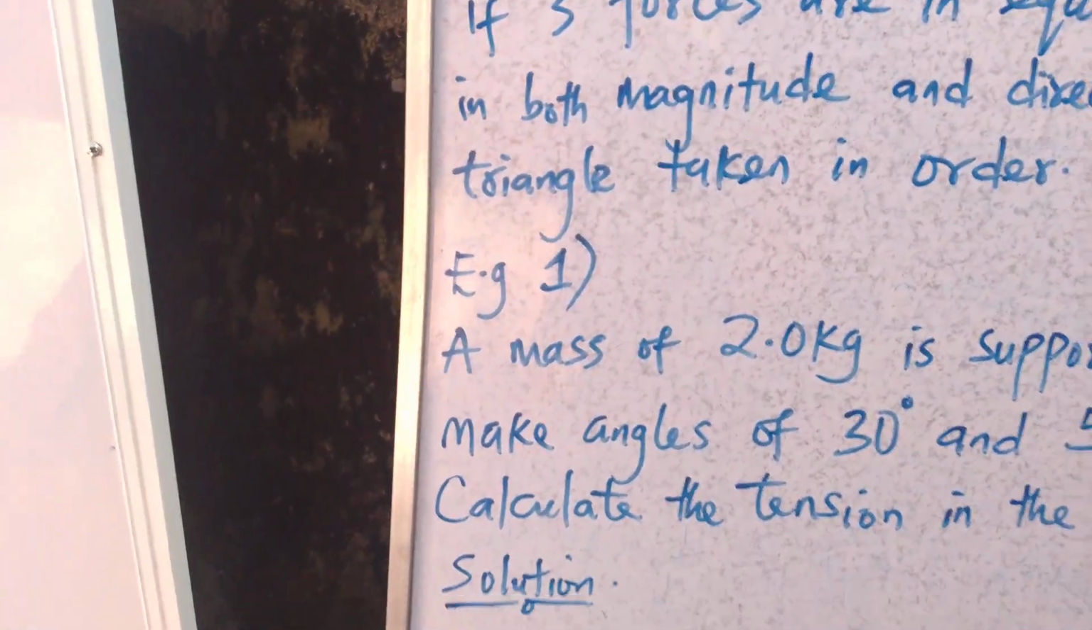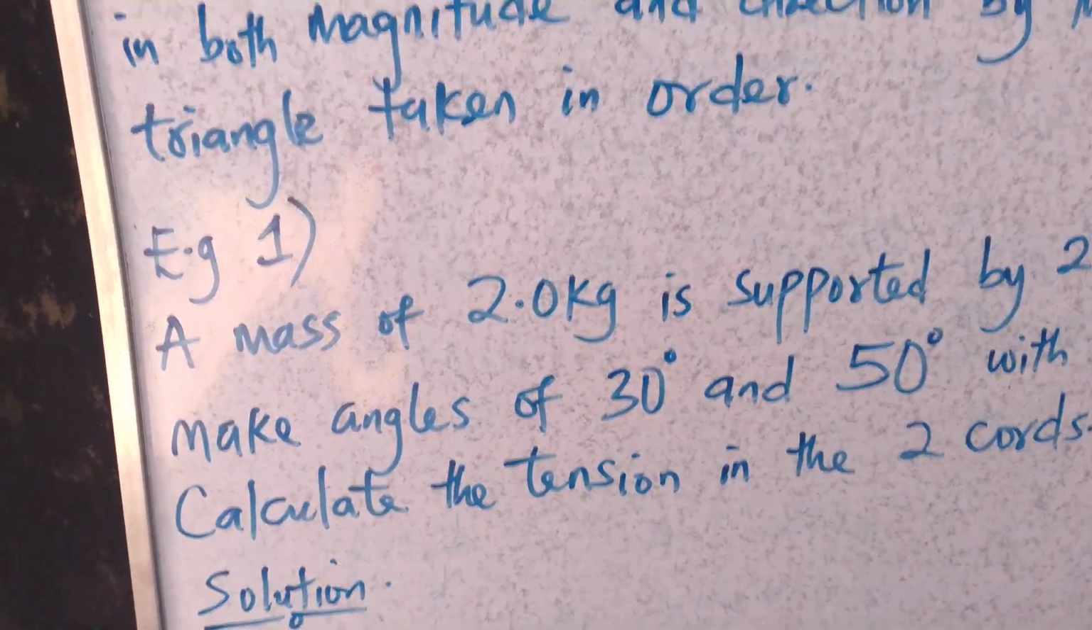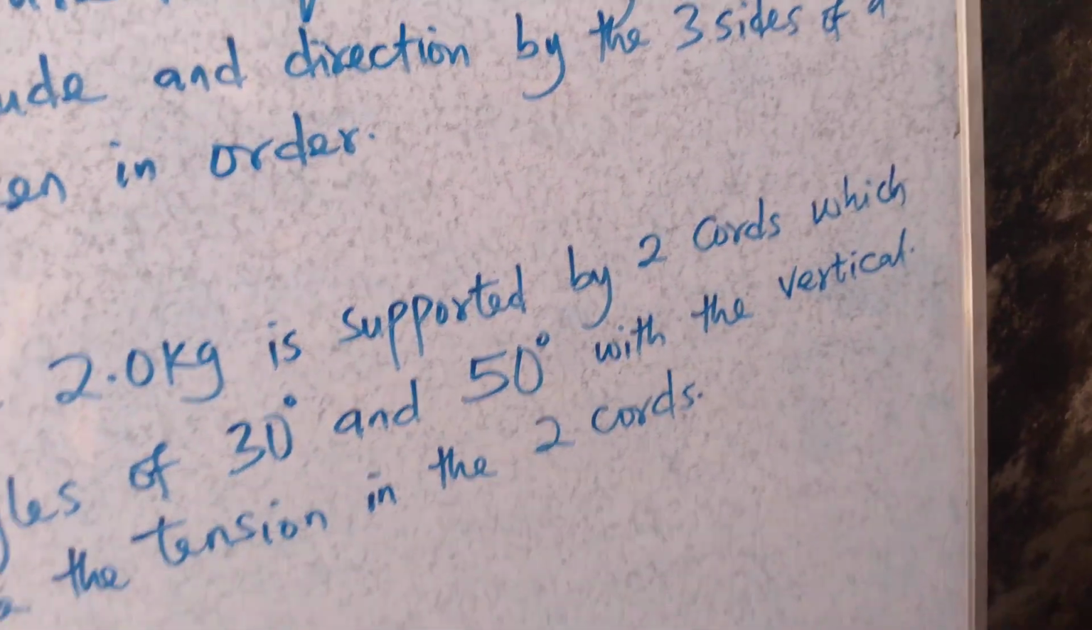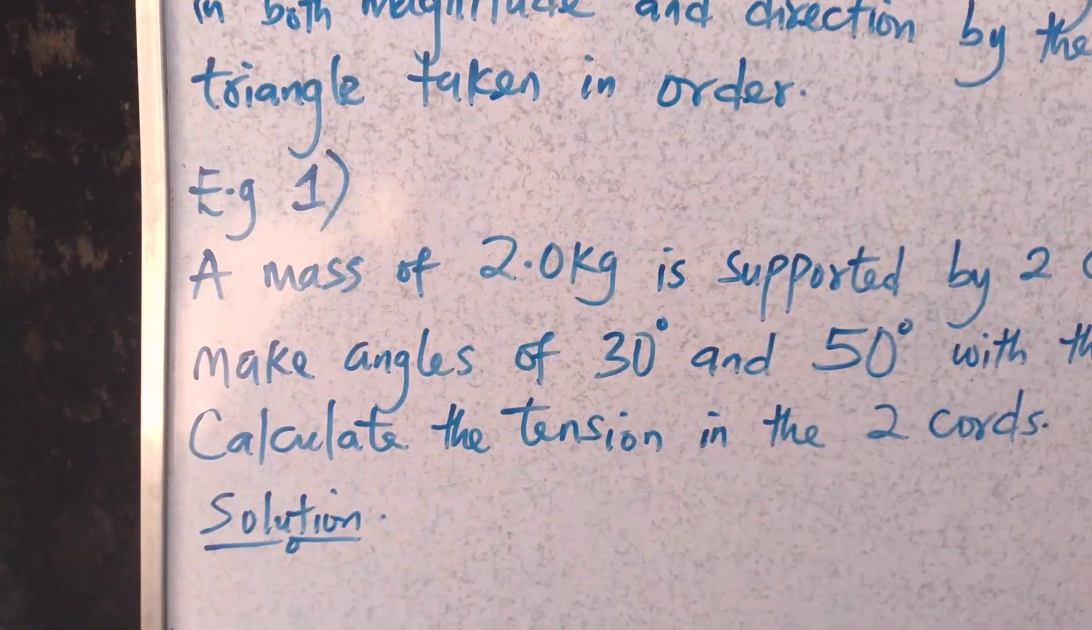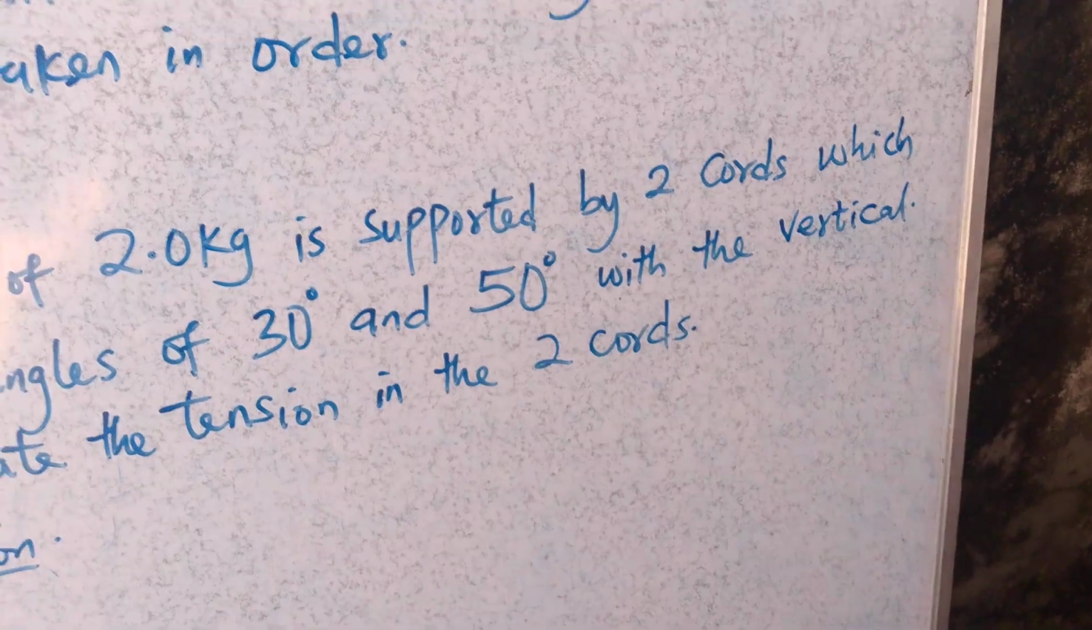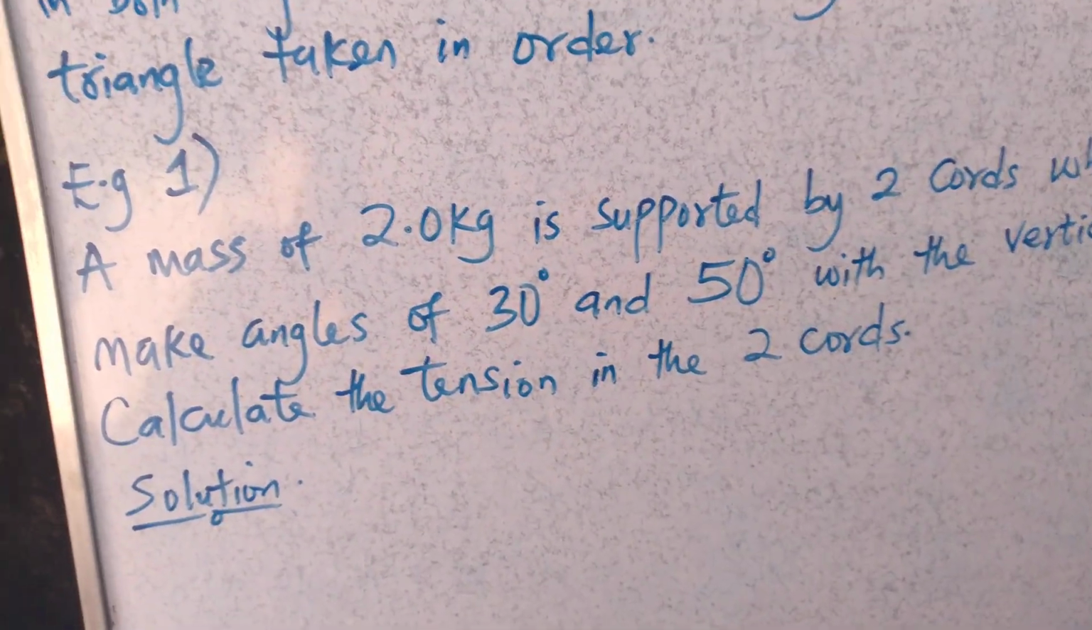So let's look at this example. They say a mass of 2.0 kilogram is supported by two cords which make angles of 30 degrees and 50 degrees with the vertical. Calculate the tension in the two cords. So let's assume that this is the mass.